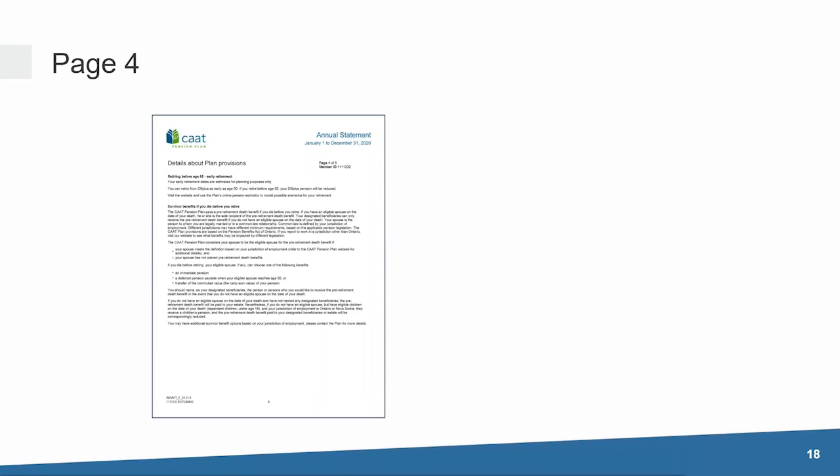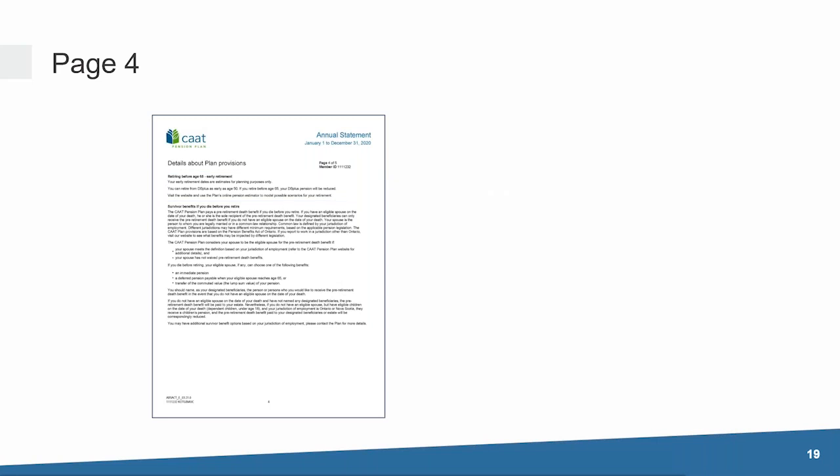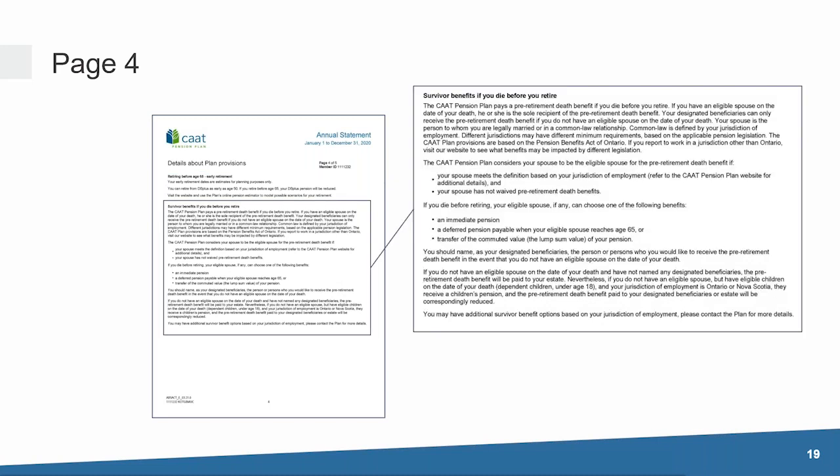On page 4 of the statement, there are details on the plan provisions. The first section provides information on retiring early from the plan. This section provides information about the survivor benefits offered by the plan if a member dies prior to retirement.